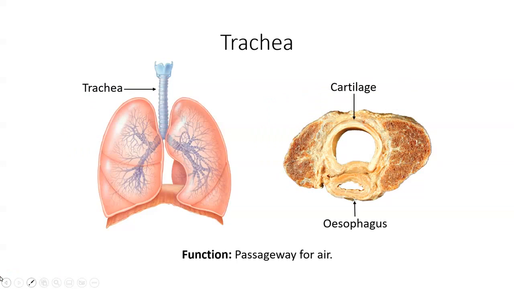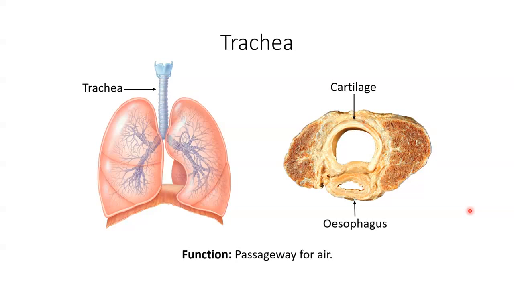The next structure in our conducting zone is the trachea. The trachea is also known as the windpipe, and it's a tubular passageway for air that is about 12 centimetres long and 2.5 centimetres in diameter. It's located anterior to, or in front of, the esophagus, and it extends from the larynx down to the border of about T5, your fifth thoracic vertebra, where it then divides into a left and right bronchus. Looking at this image here, we have our esophagus, which is posterior, and our trachea, which is anterior.